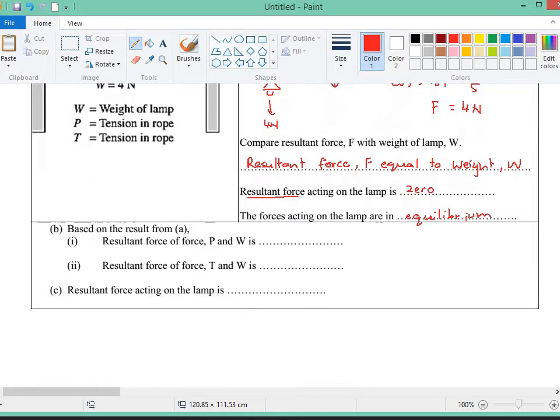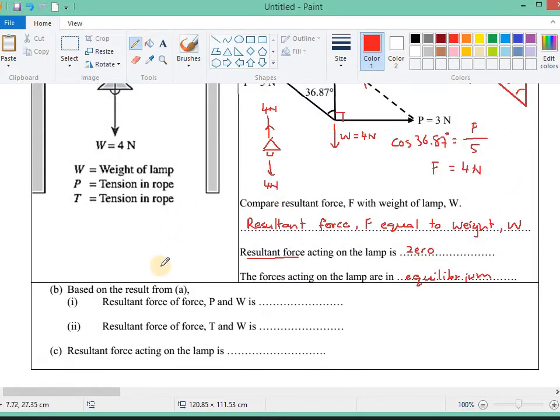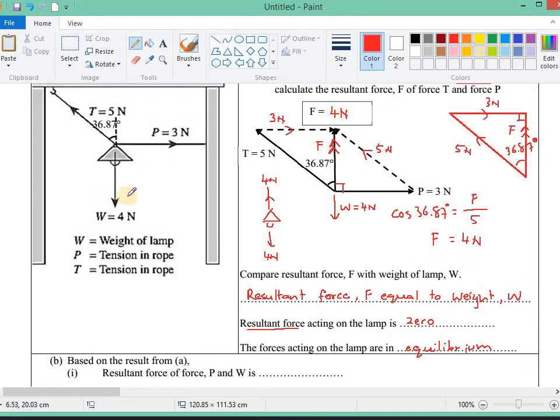Okay, let's continue. Based on the result from A, the resultant force of P and W, you see, the resultant force of T and P is the same as 4 Newton, going upwards. So if like this, then the forces are in equilibrium and balanced, so the lamp is not going to move.